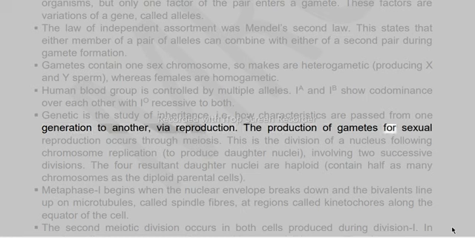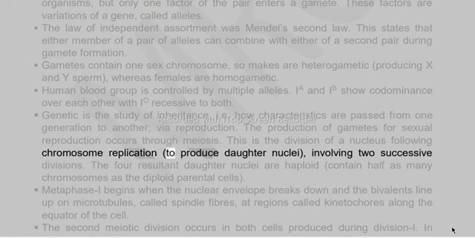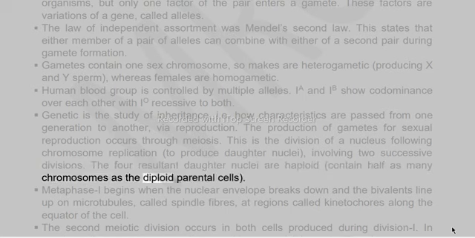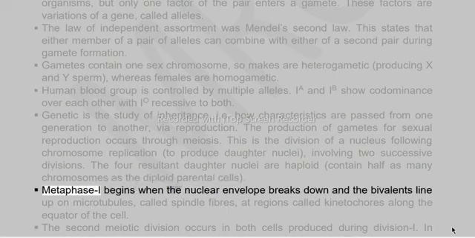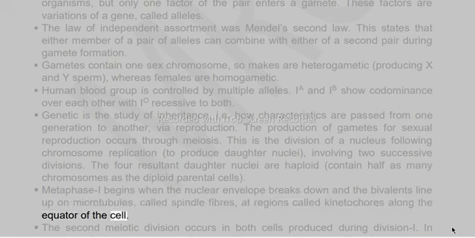The production of gametes for sexual reproduction occurs through meiosis. This is the division of a nucleus following chromosome replication, to produce daughter nuclei, involving 2 successive divisions. The 4 resultant daughter nuclei are haploid, containing half as many chromosomes as the diploid parental cells. Metaphase I begins when the nuclear envelope breaks down and the bivalents line up on microtubules, called spindle fibers, at regions called kinetochores along the equator of the cell.